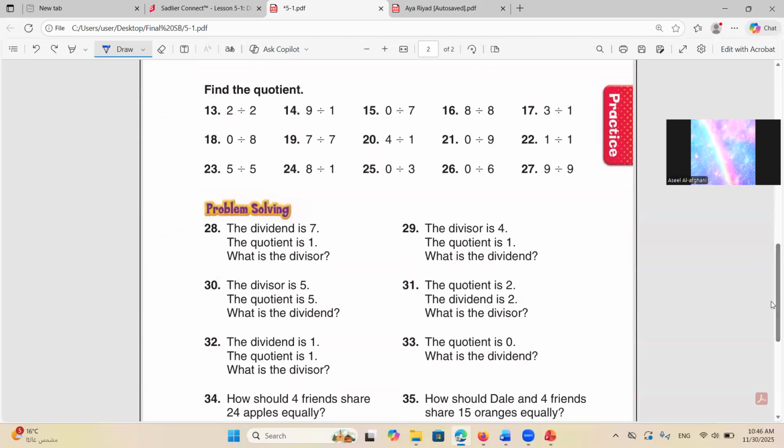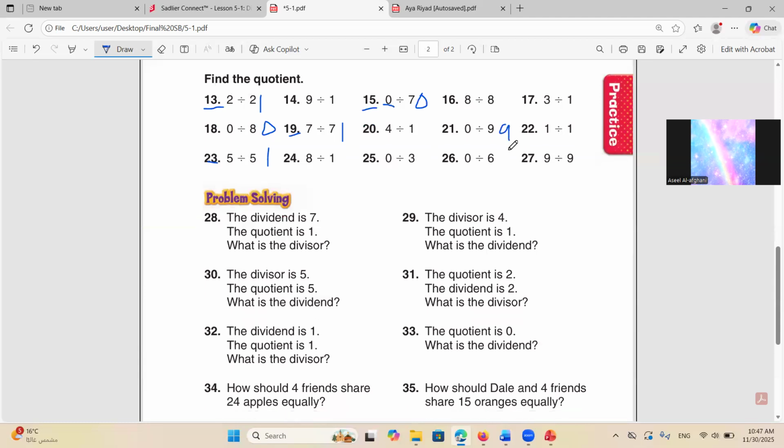Let's check our knowledge. A number divided by itself, we said 1. 0 divided by any number, we said 0. 5 divided by itself, we said 1. Okay, 7 divided by itself, we said 1. 0 divided by 7, we said 0. When the dividend is 0, of course the quotient is 0. 0 divided by 9 is 0. 8 divided by 8 is 1.